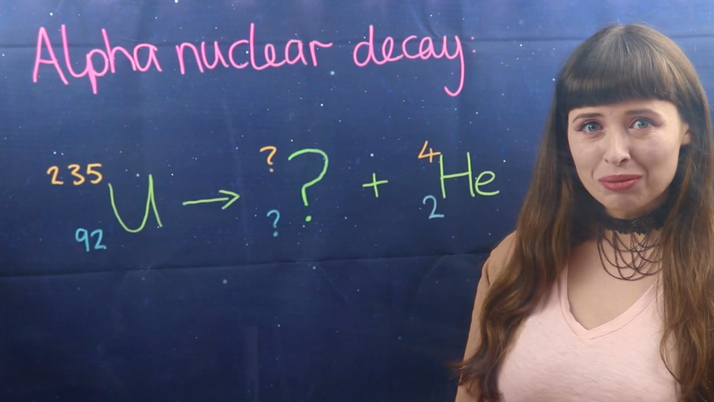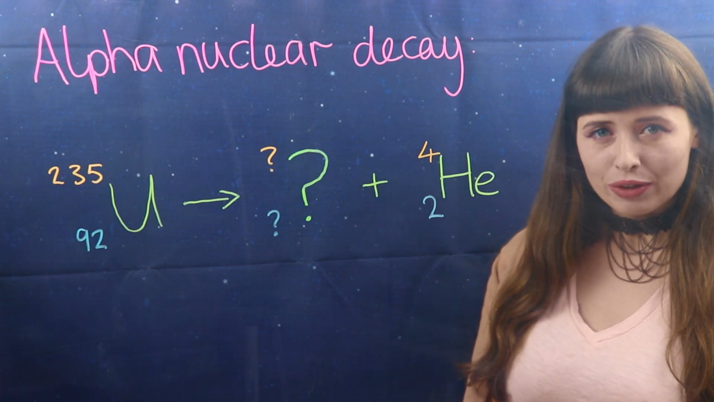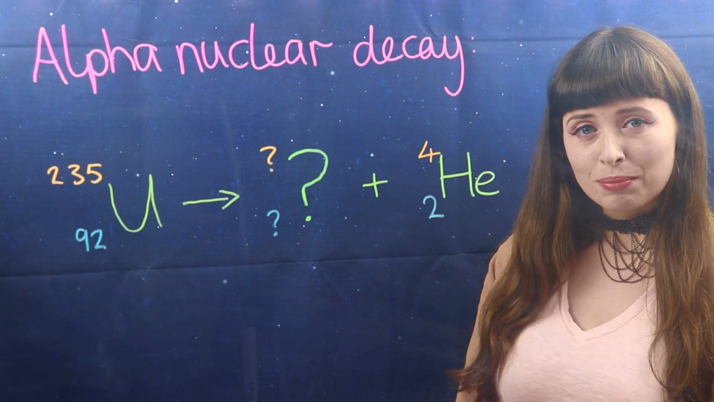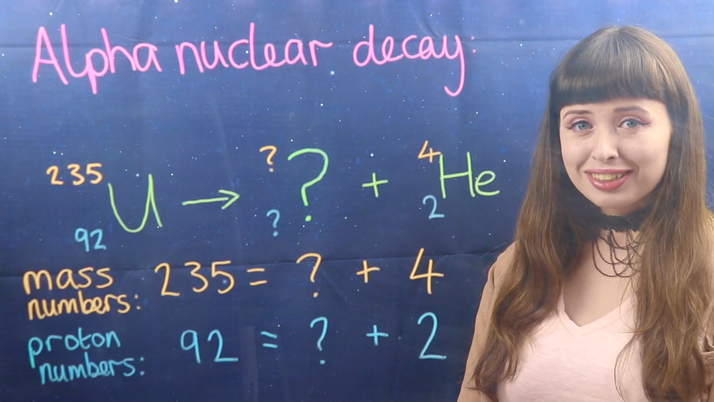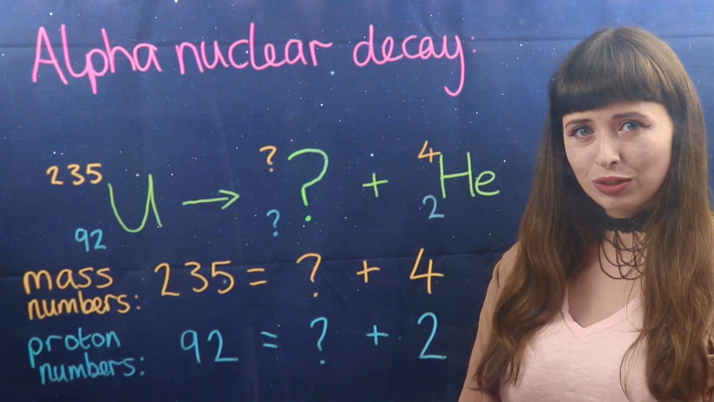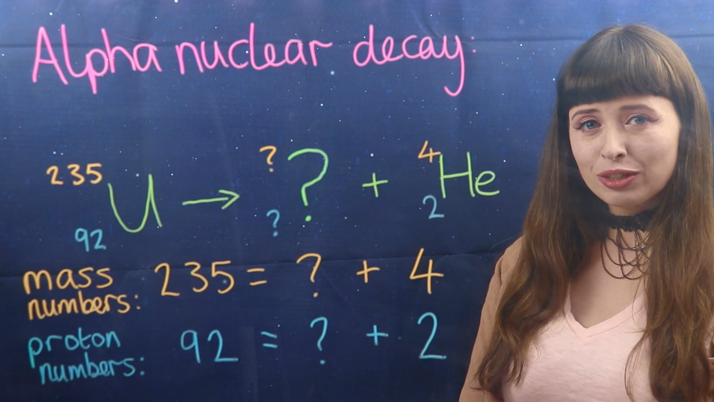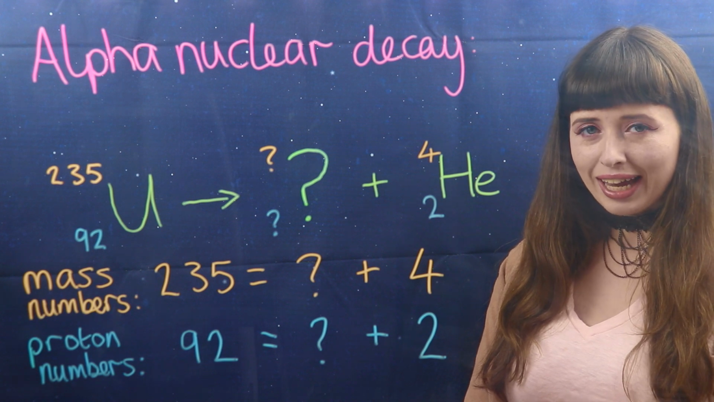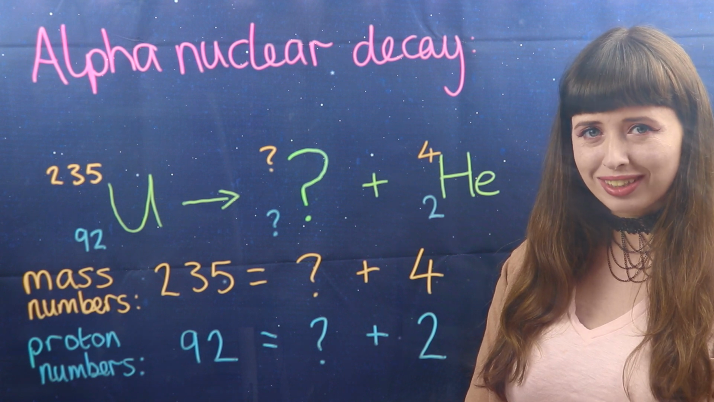So here we have an example of a typical exam question where they're asking you to identify the unknown daughter particle. We're going to write out the mass numbers and proton numbers in simple equations to identify the missing numbers. As you can see, our method makes it easy with some simple algebra to quickly find the unknown numbers. So our unknown mass number must be 235 take 4, giving us 231, and our unknown proton number must be 92 take away 2, giving us 90.